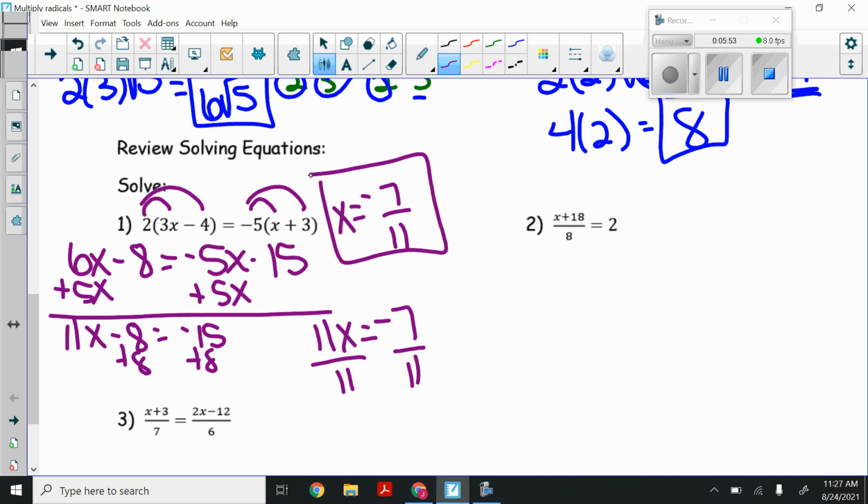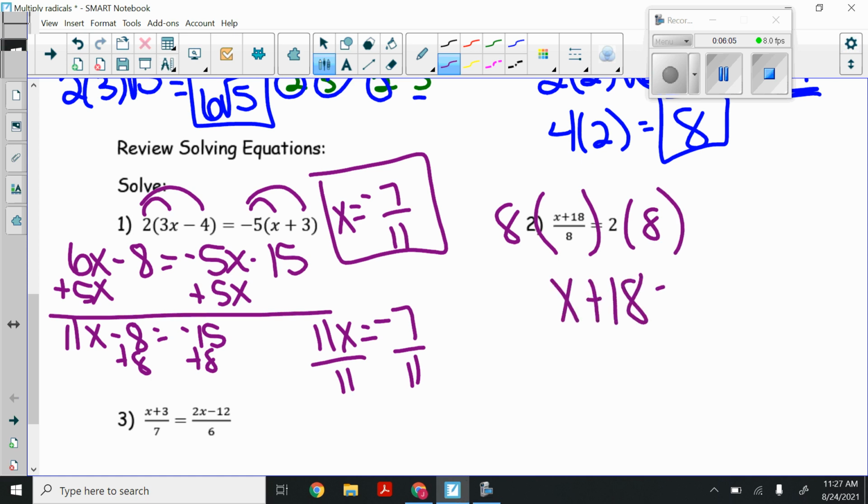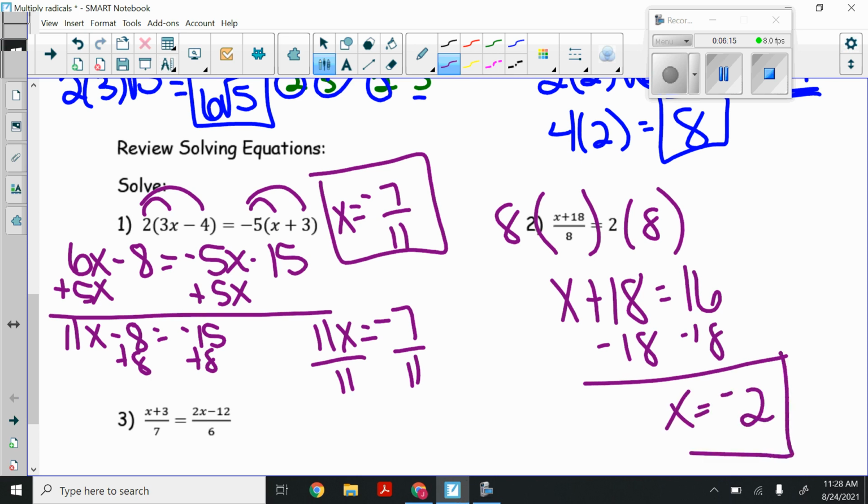Number 2, x plus 18, everything divided by 8 equals 2. Remember, if you have a denominator, get rid of that denominator. So I'm going to get rid of it by multiplying both sides by that 8. So then on the left, I'm just left with x plus 18 equals 2 times 8 is 16. Now this is a nice easy one. I just have to subtract 18 from both sides, and I get x equals negative 2.